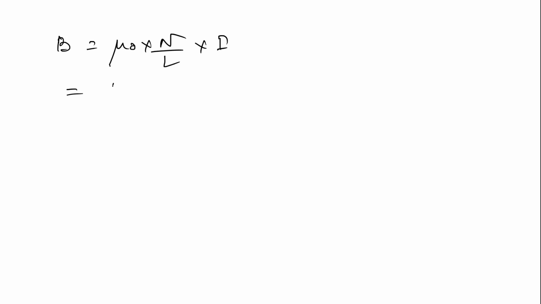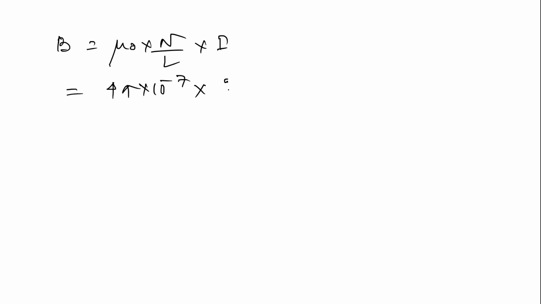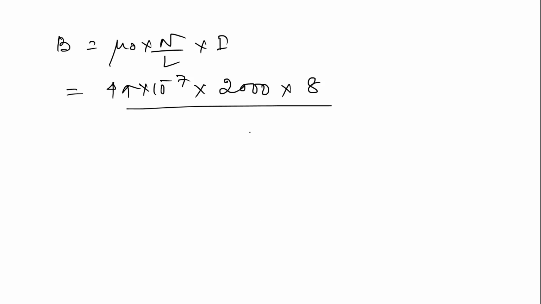So mu naught has the value of 4 pi into 10 to the power of minus 7. The total number of turns is 2000, the current is 8 ampere, and the length is how much? That is 0.8, right? In this case we have got the length as 0.8. So if you just do the calculation, it will be 0.1.